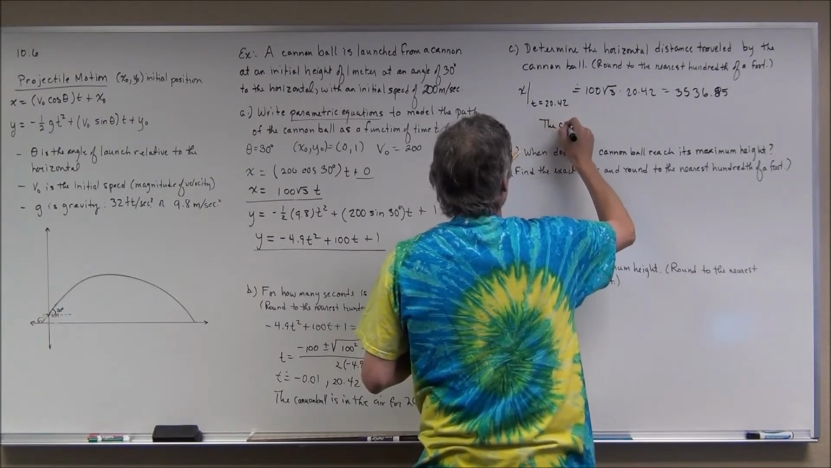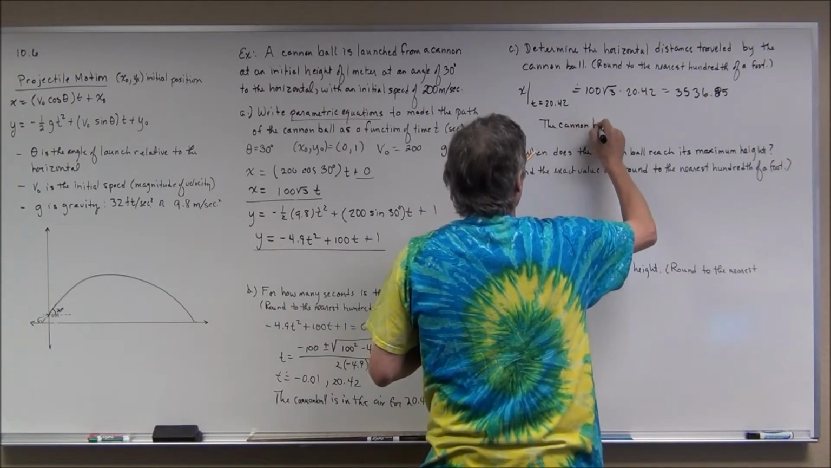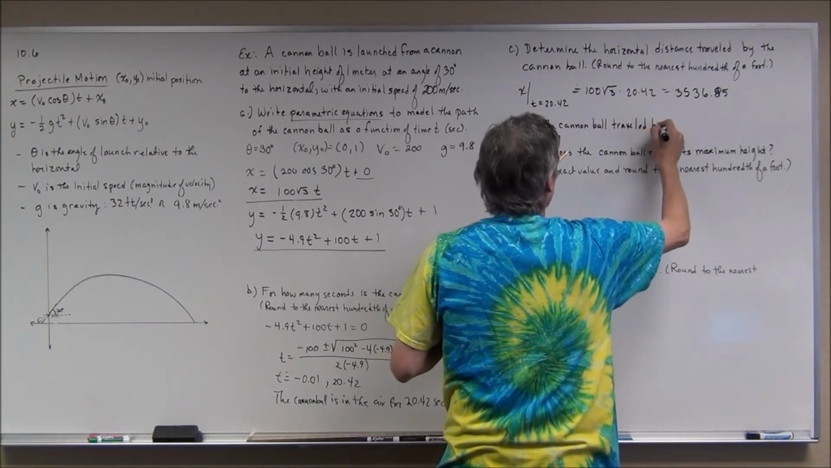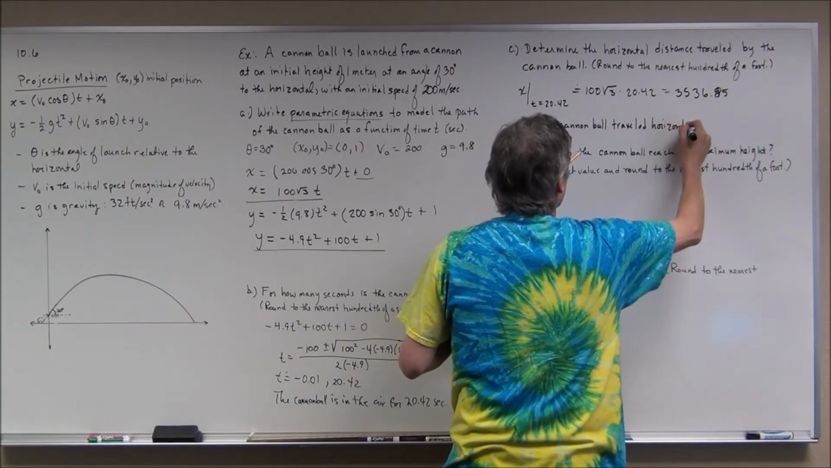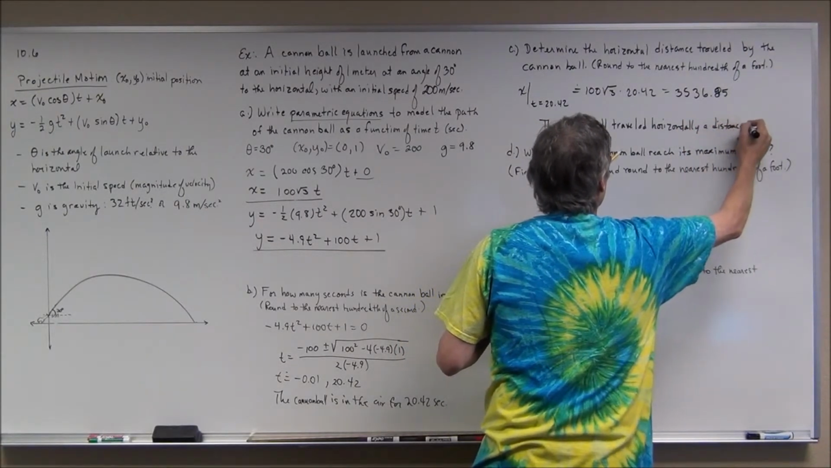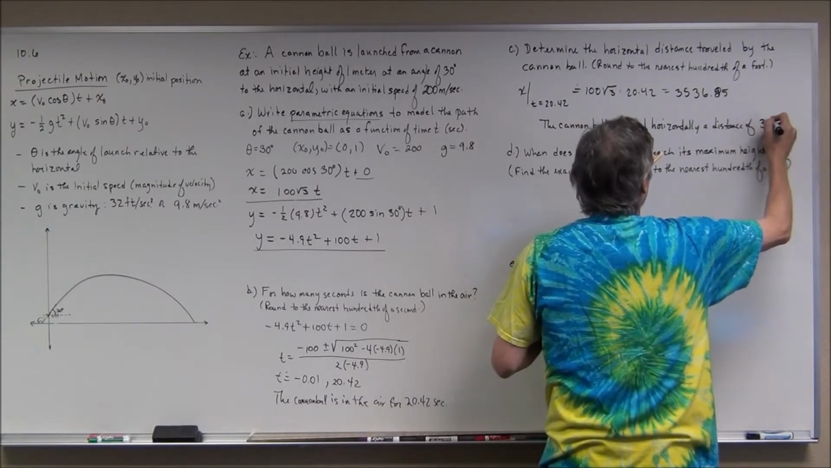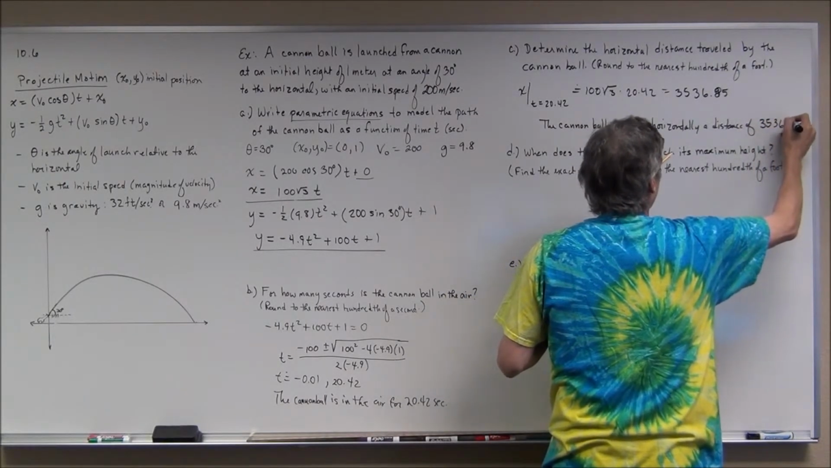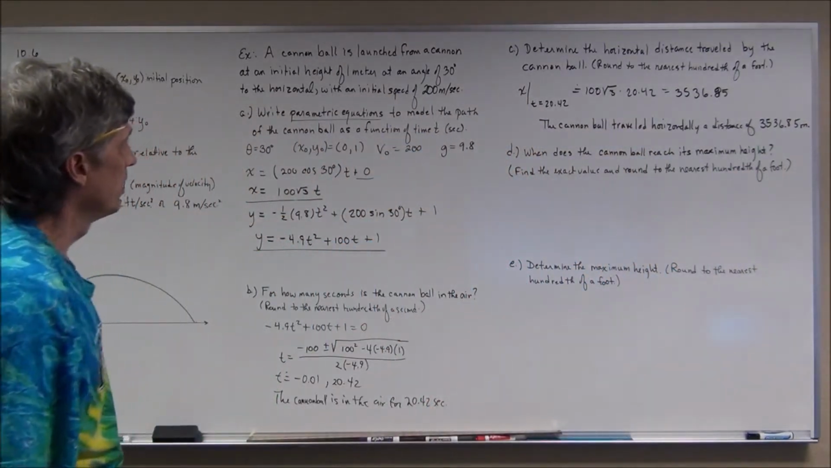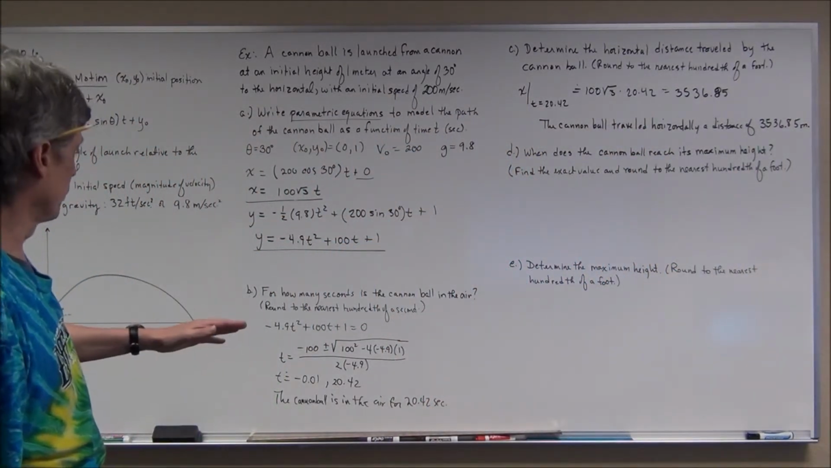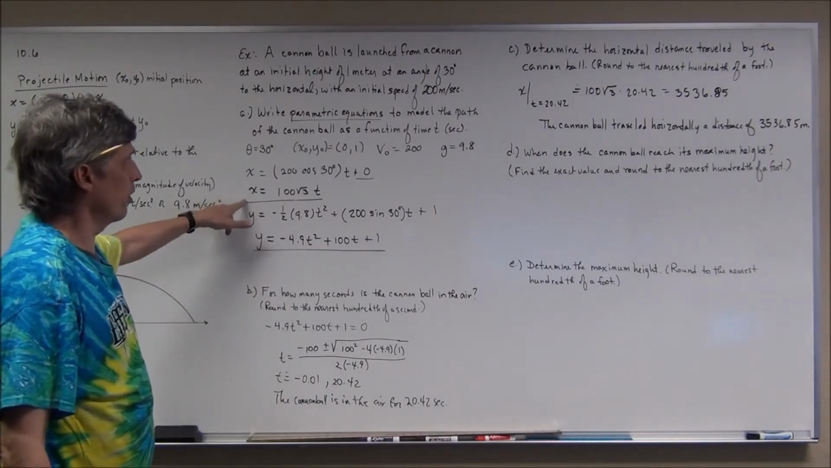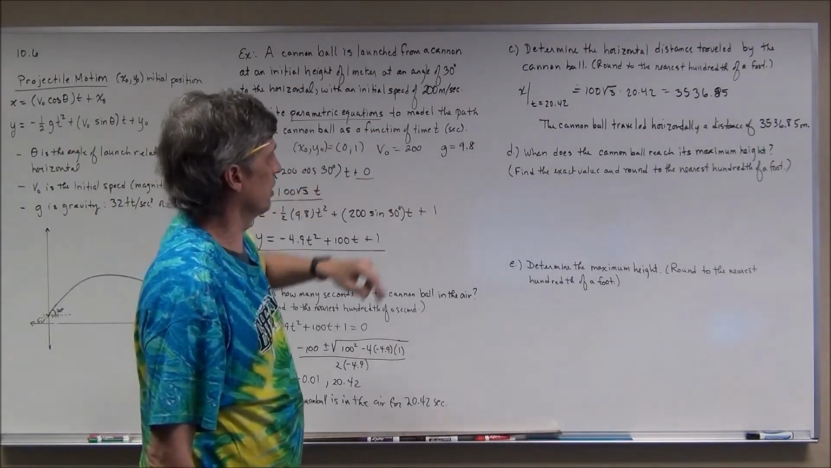So determine the horizontal distance traveled. The cannonball traveled horizontally a distance of 3,536.85, and remember this is in meters, so write out your answer in a short sentence there. And so far so good. So we used this parametric equation once, we used this parametric equation once. I wonder what the next one's going to yield here.